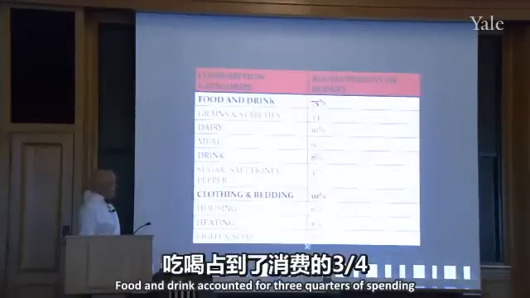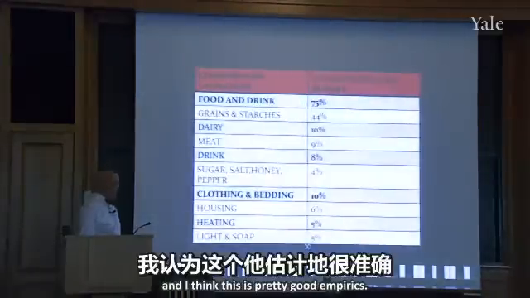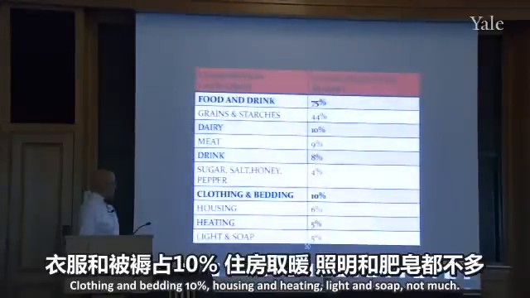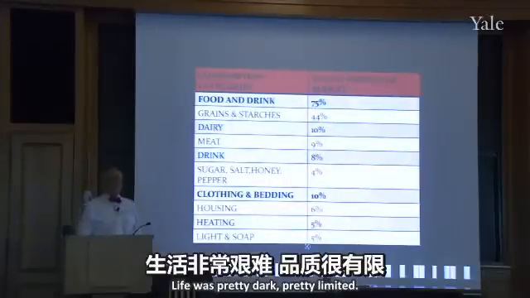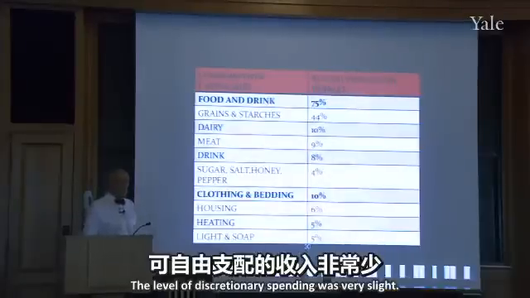The consumption patterns of ordinary workers in this period were very modest. Food and drink accounted for 3/4 of spending, and I think this is pretty good empirics. Clothing and bedding, 10%. Housing, heating, light and soap, not much. Life was pretty dark, pretty limited. The level of discretionary spending was very slight.